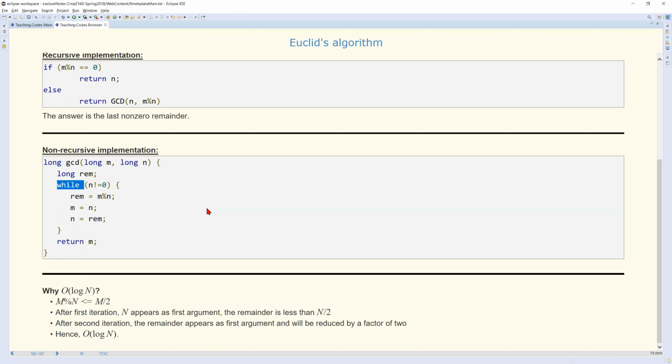So after the first operation, n will be shifted as the first argument, and the second argument will be something that is less than n over 2. So this will keep on repeating. In each iteration, you're reducing your search space at least by half. Therefore, you have a complexity of O(log n).